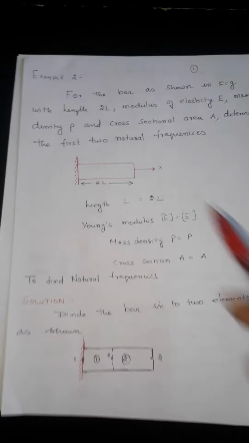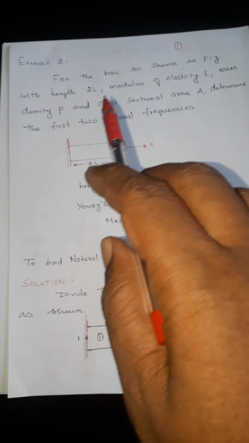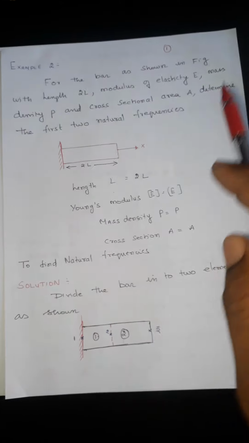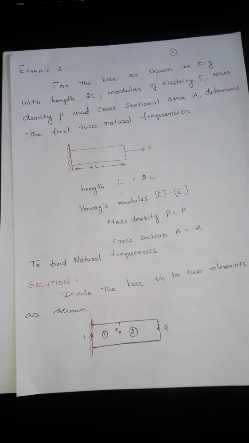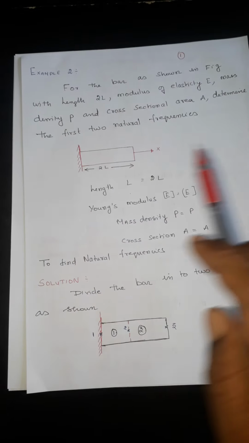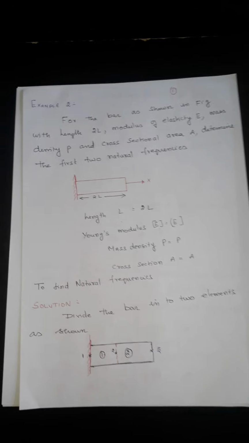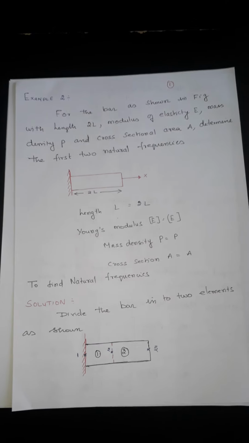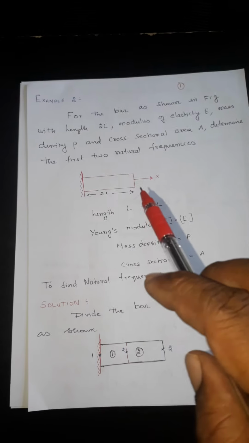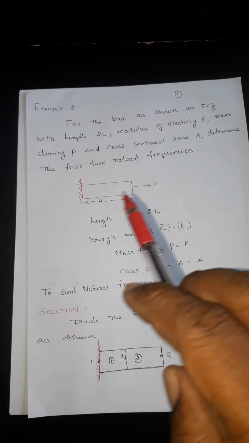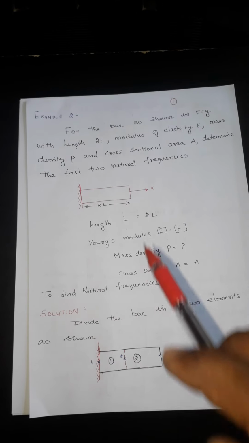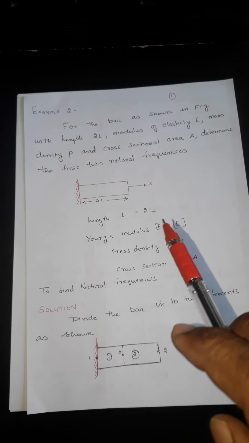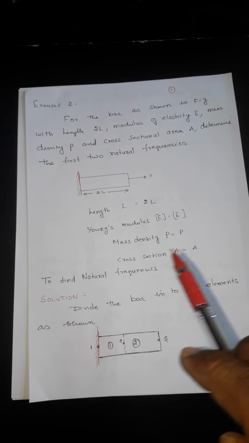Here the bar is shown in the figure, with length 2L, modulus of elasticity E, mass density rho, and cross sectional area A. Determine the first two natural frequencies, omega 1 and omega 2. So this is the 2L and this is displacement. Displacement is not a force, it's displacement. X is given, so some displacement is there, but here L is equal to 2L, E is equal to E, rho is equal to rho, and area A.